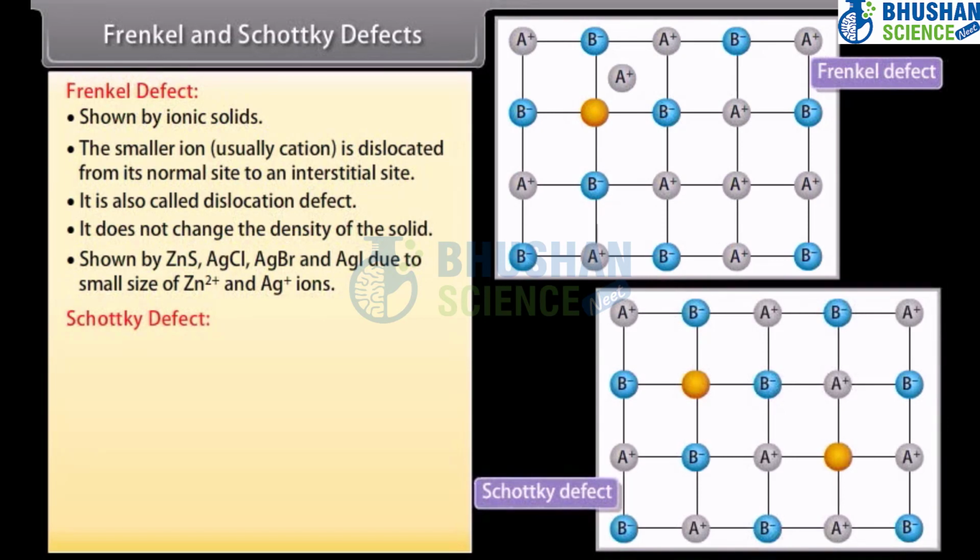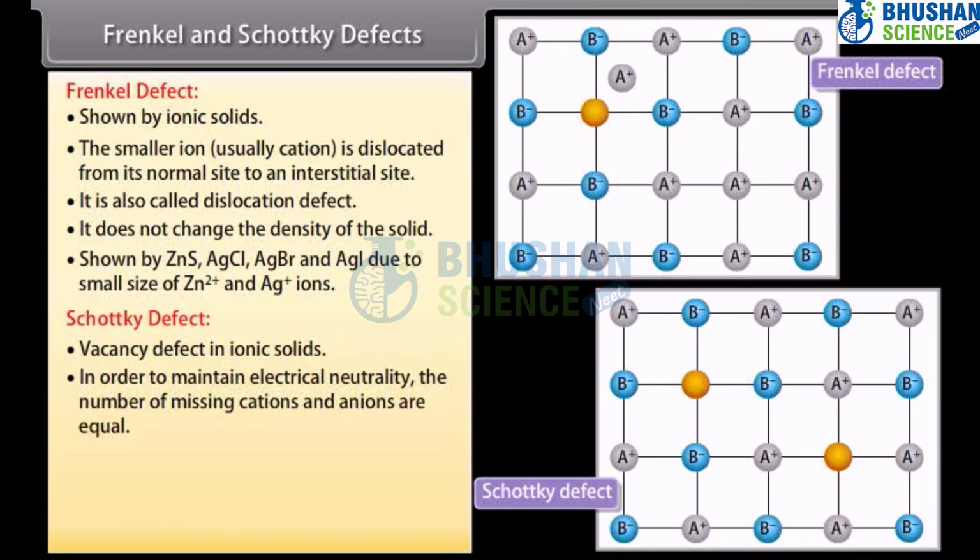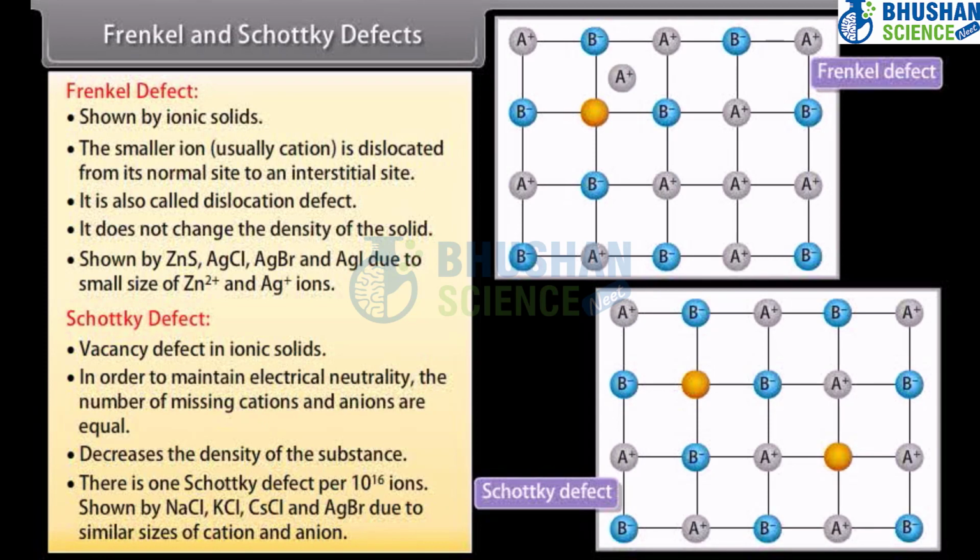Schottky defect, vacancy defect in ionic solids. In order to maintain electrical neutrality, the number of missing cations and anions are equal. Decreases the density of the substance. There is one Schottky defect per 10^16 ions. Shown by NaCl, KCl, CsCl, and AgBr due to similar sizes of cation and anion.